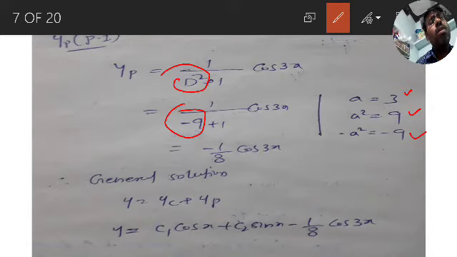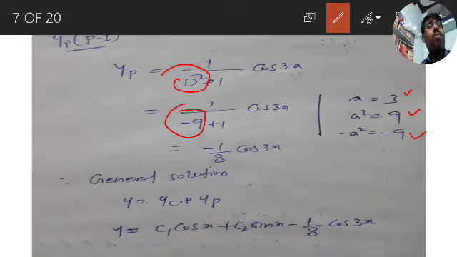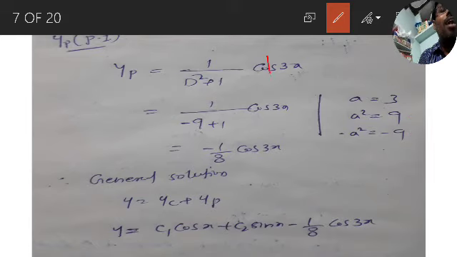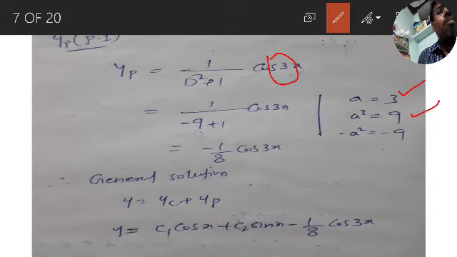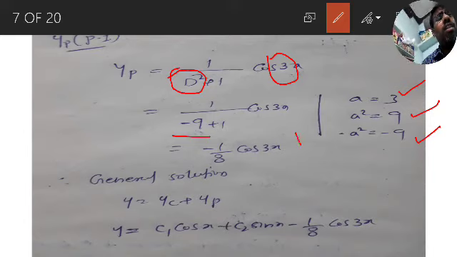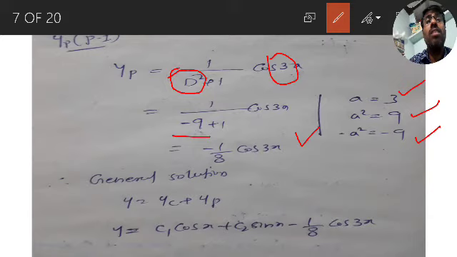So this is yp. So we are using the method. What is that? At place of D square you have to write minus a square. What is a here? So I will erase everything. a is equal to 3, a square equal to 9 and minus a square equal to minus 9. At place of D square you have to write minus 9. Minus 9 plus 1 is minus 8. Therefore yp is minus 1 by 8 into cos 3x. This is our yp.